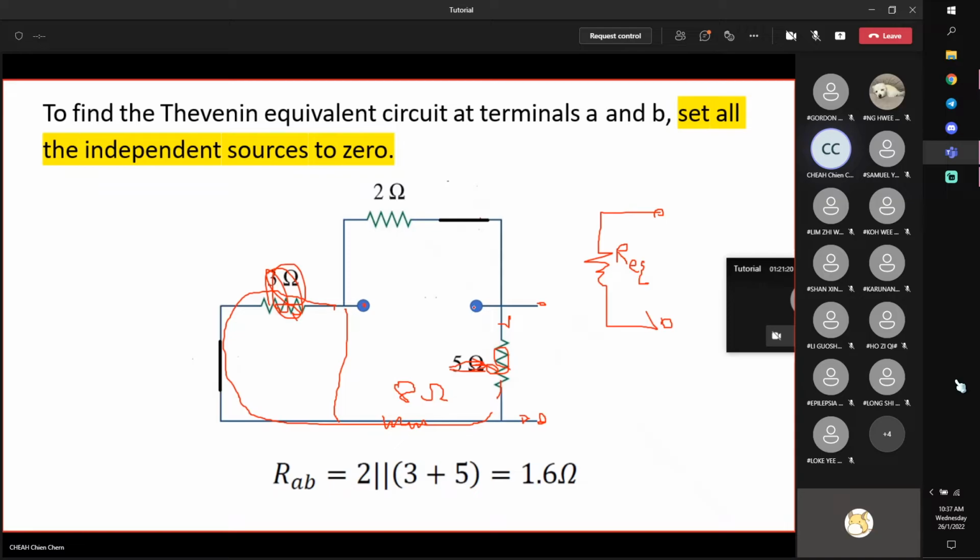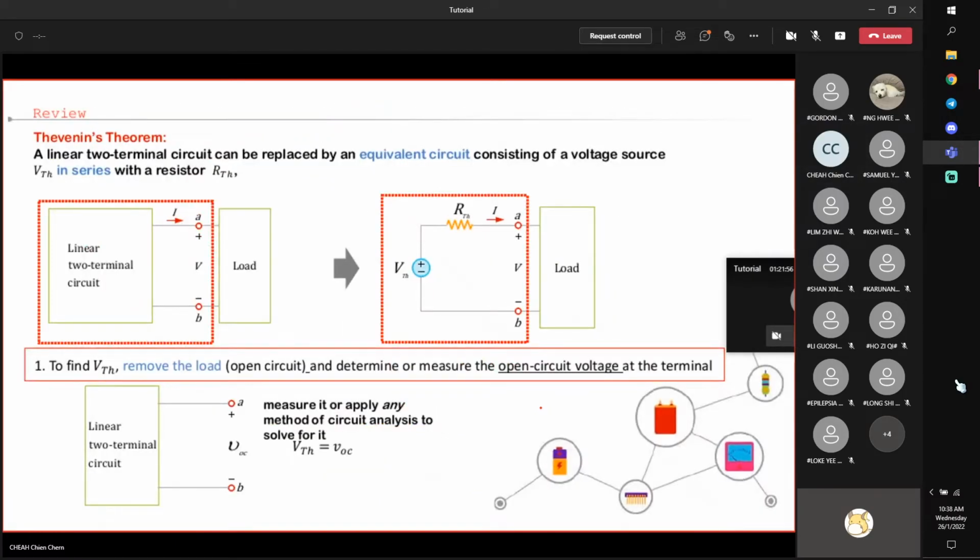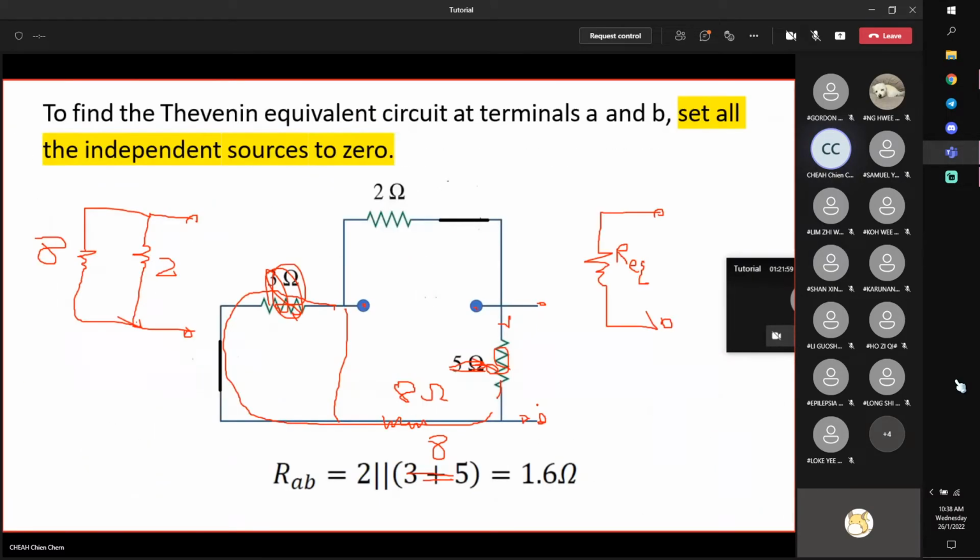Now, we are interested in the resistance across this terminal. So as far as this terminal is concerned, 2 ohms is in parallel with 8 ohms. You have 2 resistors which are in parallel. If you draw it this way, you can see something like this: 2 ohms and then 8 ohms. Same voltage. So you get 1.6, which is 8 times 2 divided by 8 plus 2. 16 divided by 10, 1.6 ohms. So we have obtained the RTH.